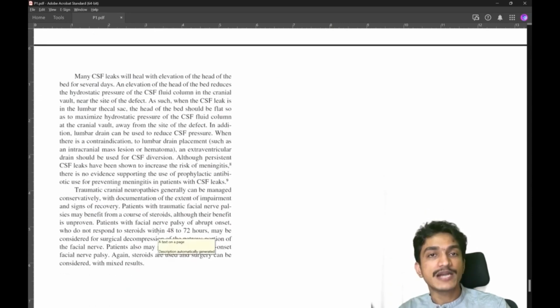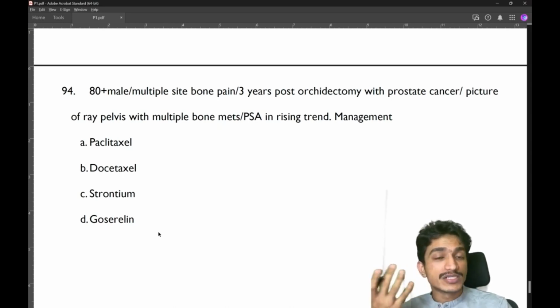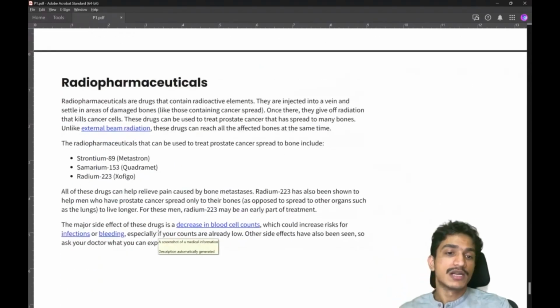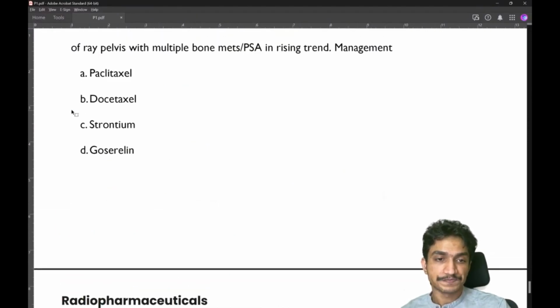Now moving on to next, that is prostate cancer with bone metastasis. What is the management? So we go for a radiopharmaceutical, that is strontium is used in this scenario.